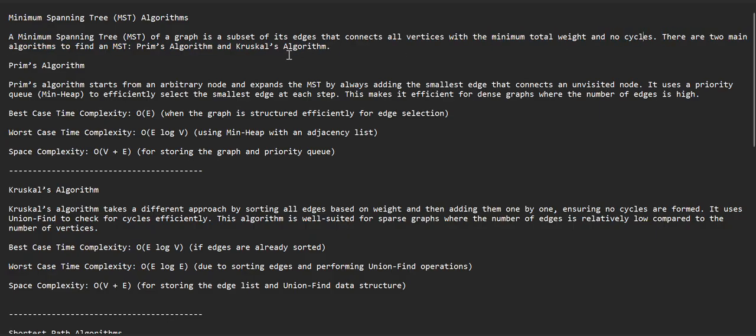There are two main algorithms to find an MST, minimum spanning tree. They are Prim's algorithm as well as Kruskal's algorithm, the second one. First we talk about Prim's algorithm.